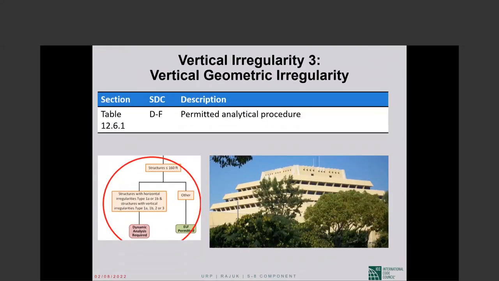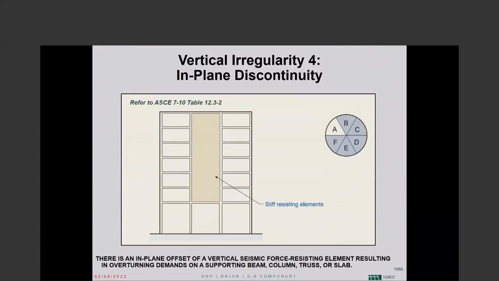If you have vertical type 3, that is also one of the bad irregularities, and you will have to do dynamic analysis. You have to go to this table, and the table will tell you that you have to do dynamic analysis. Vertical type 4, in plane discontinuity. Okay, this is not an out of plane offset, but in plane. So this was coming down, and then it doesn't, it is discontinued. There is an in plane offset of a vertical element.